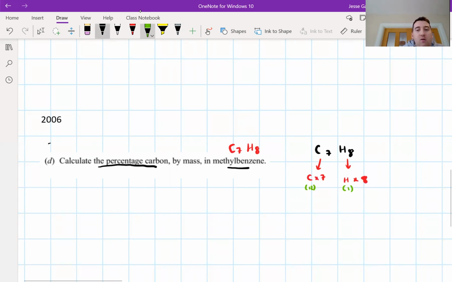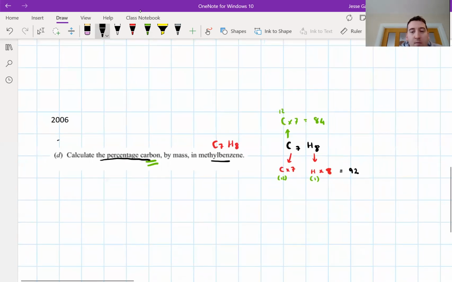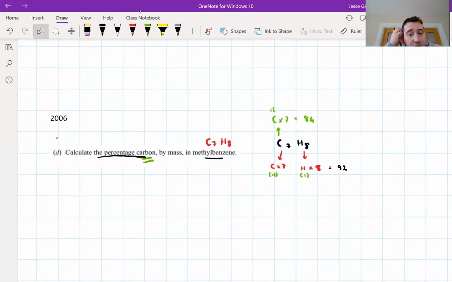So when we add these up, 12 times 7 plus 8 hydrogens, you're going to get a total mass for the compound of 92. Now we know up top here that the element we're interested in was the percentage by mass of the carbon. So how much of it is the carbon? Well, there again are 7 carbon atoms, and 12 times 7 is going to give you 84. All right, so now that you know that, it's just a matter of finding out what proportion or what ratio of carbon is there in C7H8. So go ahead, finish it off. If you were struggling, you should definitely be able to do it now. Pause the video, finish it off.